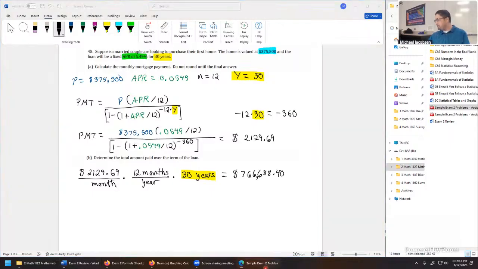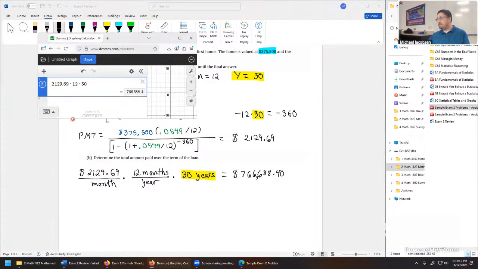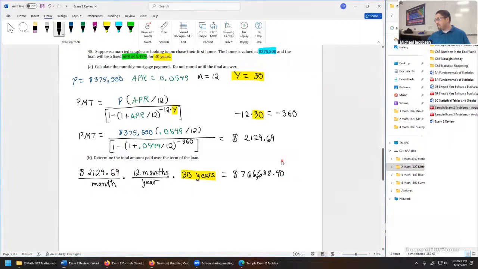Let me double check those numbers again. 766,688 and 40 cents. It's kind of interesting. It came to a nice round cent there. So their original principal was about 400,000. They're paying over $750,000 altogether. So this analysis isn't going to look too pretty, but it's usually how these kind of things go for a 30-year mortgage. The picture gets worse and worse the higher that APR goes.